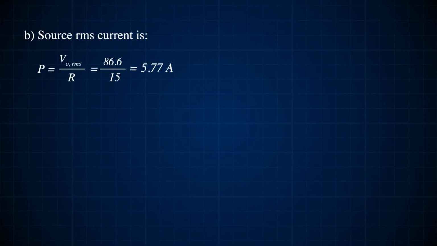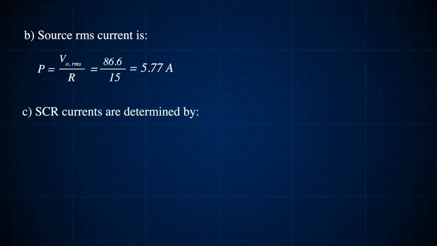Now B, to find the source RMS current, it's simply V out RMS divided by the resistance. That gives us 86.6 divided by 15, which is equal to 5.77 amps. For C, we've been asked to find the SCR currents, which is basically asking us to find the RMS current and then the average current. And so to find the SCR RMS current, it's simply dividing the RMS current in the circuit by root 2. And so that gives us 5.77 divided by root 2 with an answer of 4.0 amps.